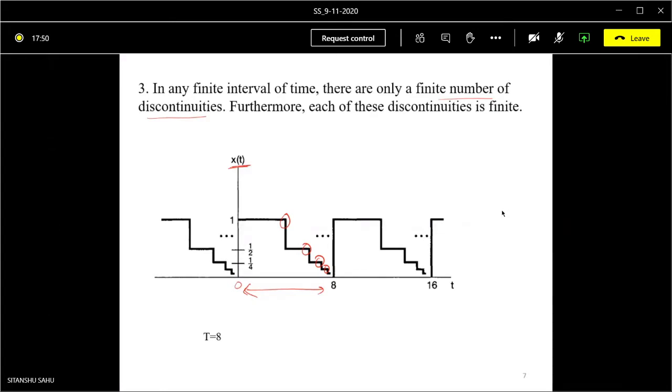So these are the three different Dirichlet conditions. If the signal satisfies these conditions, then its Fourier transform exists. The first one is that the signal should be absolutely integrable or absolutely summable. The second is that there should be a finite number of maxima and minima within one period or within a certain time interval. And the third one is that there should be a finite number of discontinuities.